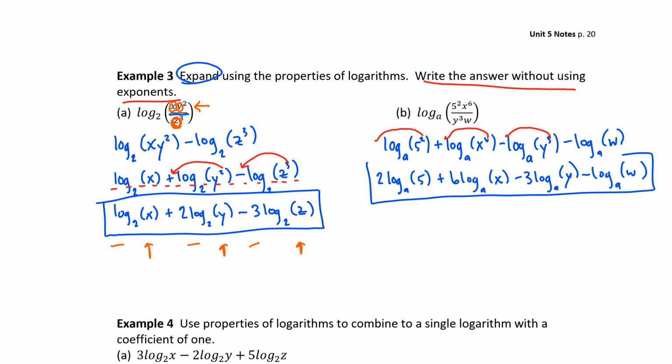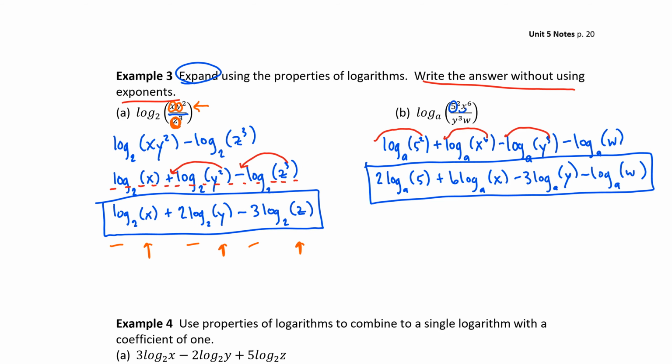Each argument does not contain any sort of operation or power, so it has been completely expanded. So again, try to see the big picture. Look at the original condensed logarithm. Each individual factor now has its own logarithm, and the factors that came from a numerator ended up in a positive logarithm, and the factors that came from the denominator ended up in a negative logarithm. All of the exponents have moved down to coefficient position, so that logarithm has been completely expanded.